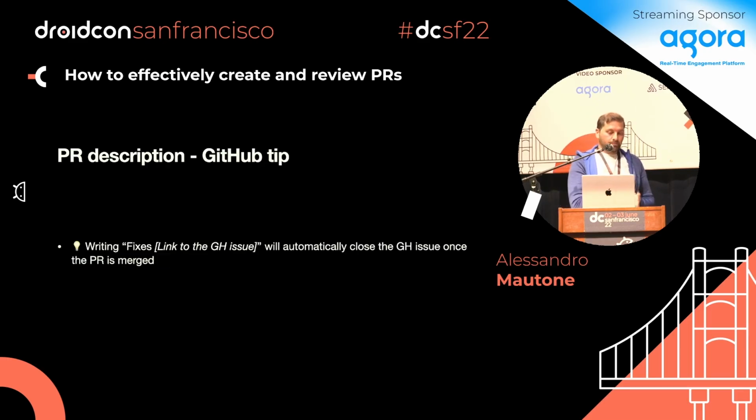Another GitHub tip is that if you write "fixes" and then put the link of the GitHub issue, it's going to be automatically closed whenever the PR is merged, which is pretty nice because you don't need to remember to manually close the issue. I try to automate whatever I can. This is possible with Jira as well. This works out of the box with GitHub, but with Jira you need to do some integration, but it's possible there as well.